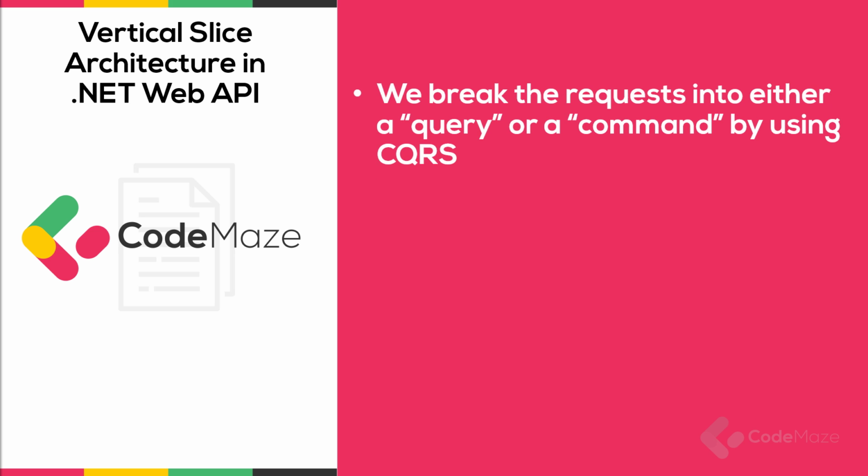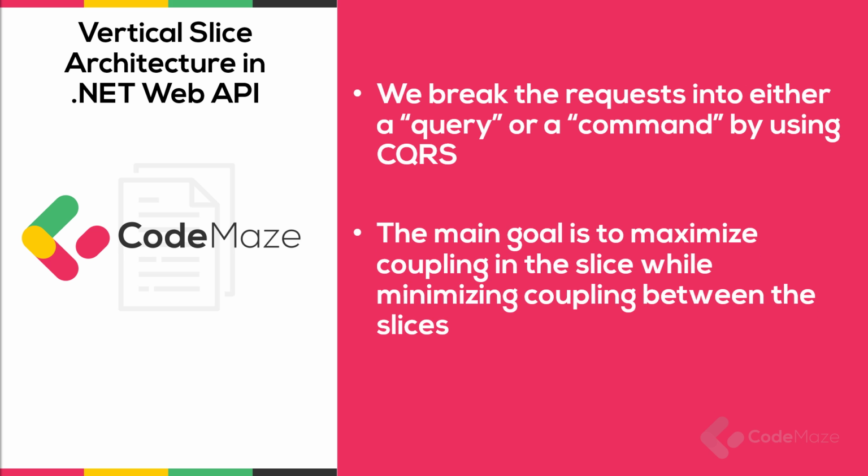When building an application based on this approach, we consider every request as a distinct use case. We break the request into either a query or a command, and hence implement the CQRS, Command Query Responsibility Segregation pattern, in the application. A feature or slice covers all the layers of a traditional architecture design, and instead of coupling across a layer, we couple along the slice. The main goal is to maximize coupling in the slice while minimizing coupling between the slices.